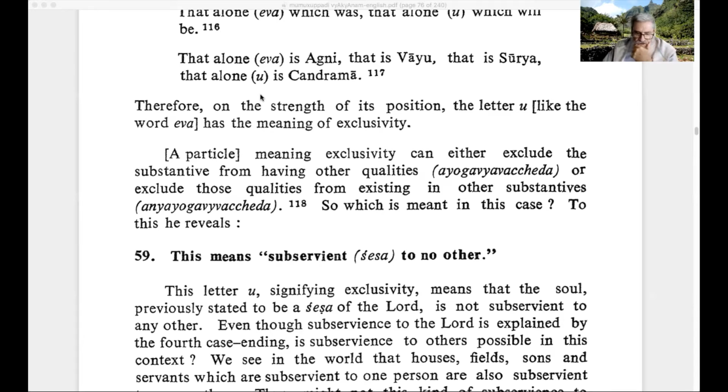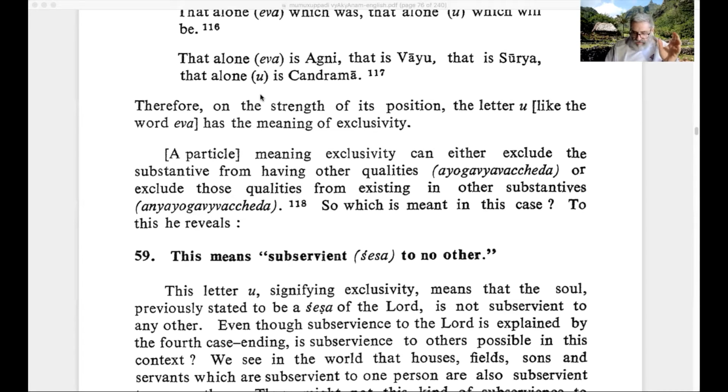I'm just going to read the footnote here. There are two ways to use the particles of exclusion. She's giving an example here, right? If we say the lotus is only red, we mean the lotus has the quality of redness and not other opposing qualities such as blueness or yellowness. This is what we call ayoga vyavacheda. If we say the lotus alone is red, this would mean that only the lotus has the quality of red and no other objects in question possess that quality. This is anya yoga vyavacheda.